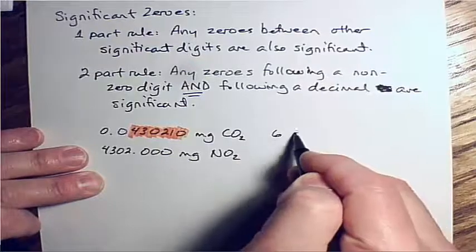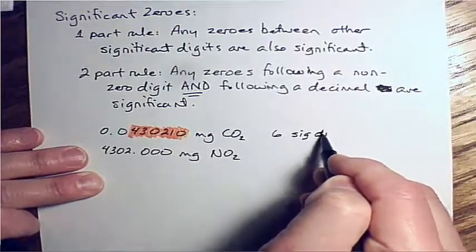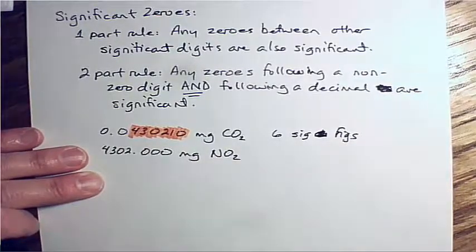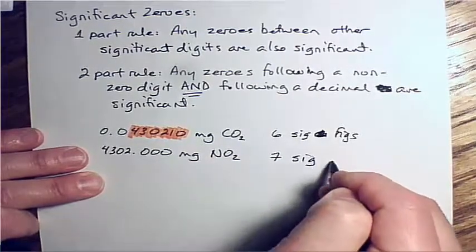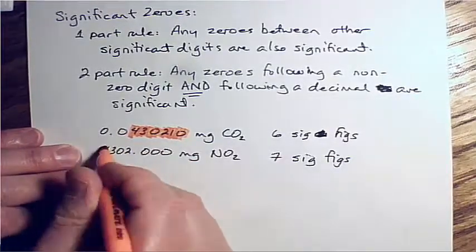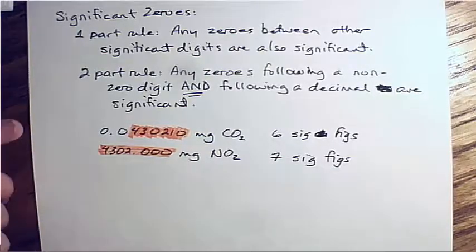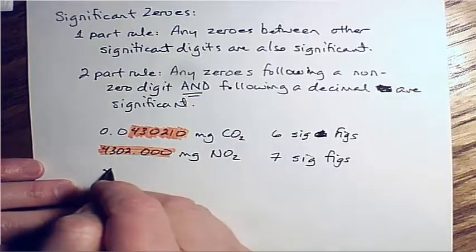Okay? So this has 6 significant digits. And by the way, we use the shorthand sig figs sometimes, okay? 6 sig figs. And here we have 7 sig figs, or significant figures, kind of a shorthand version of that. So all of these digits are significant. Okay, let's see here. How about this one?